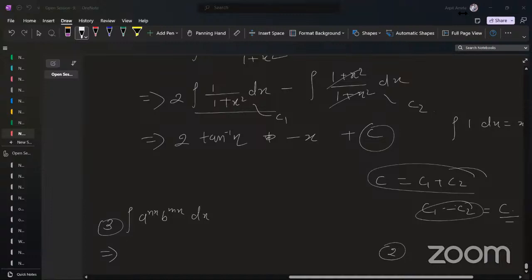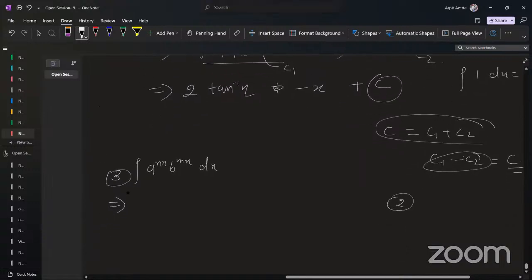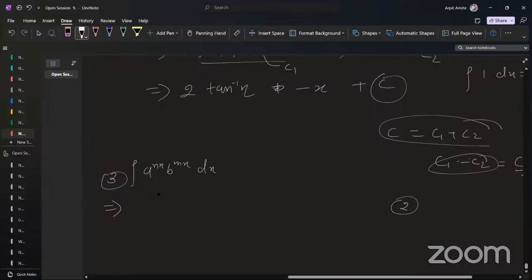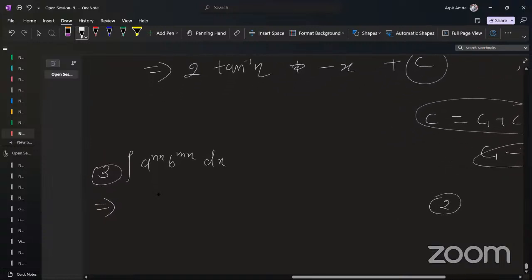The question is a raised to the power n into x, b raised to the power m into x.